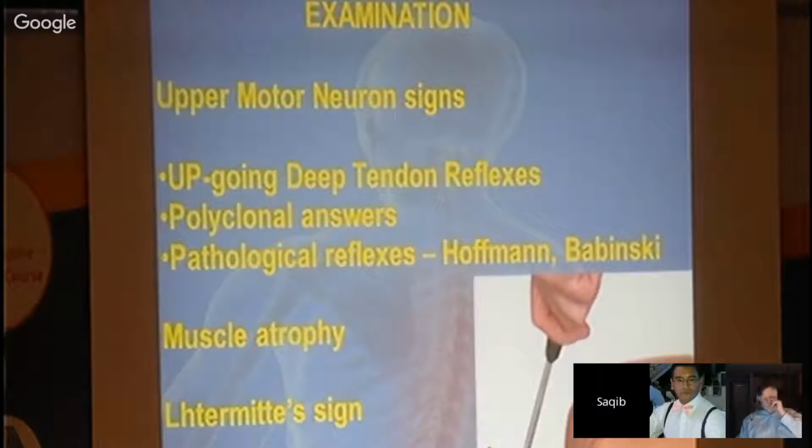So the usual examination, you will do neurological examination. You will see upper motor neuron signs. You can see upgoing tendon reflexes. You can see polyclonal answers. You could see pathological reflexes, namely Hoffmann-Babinski, muscle atrophy. You could see Lhermitte sign. You could see radiculopathy.